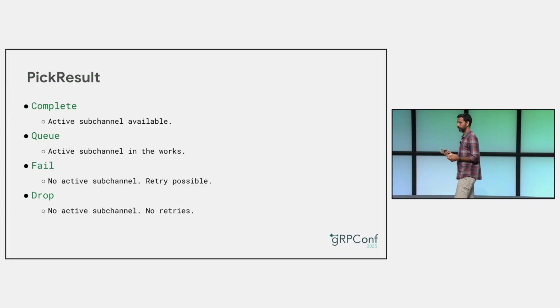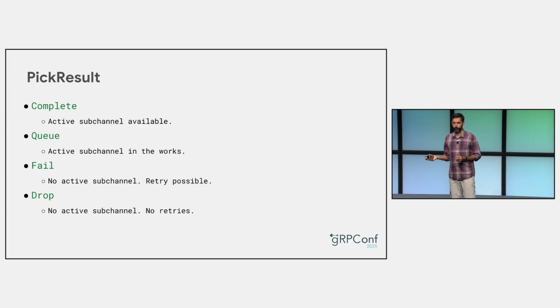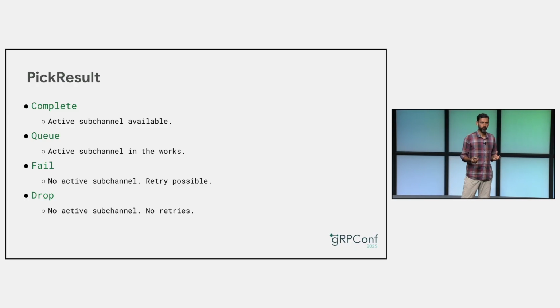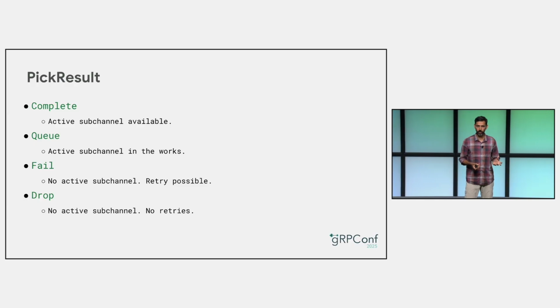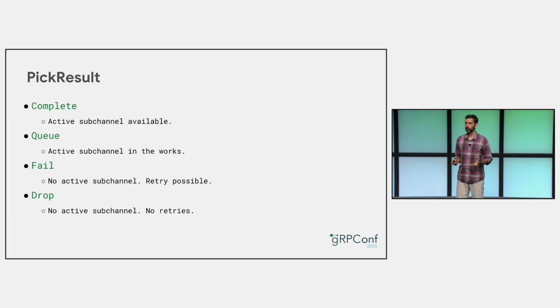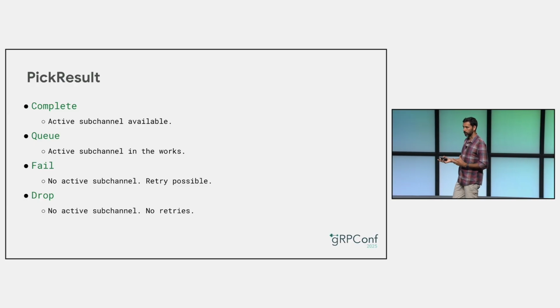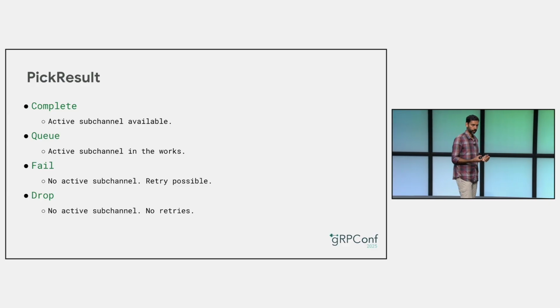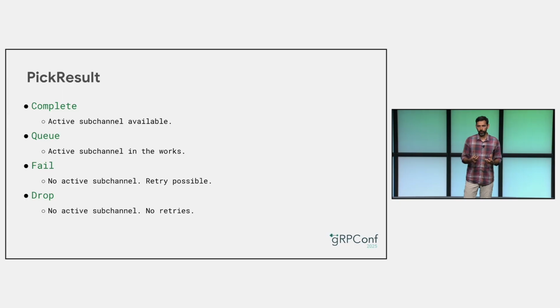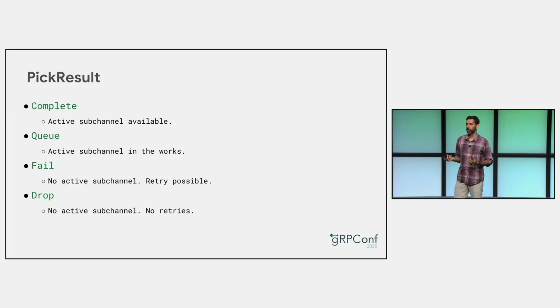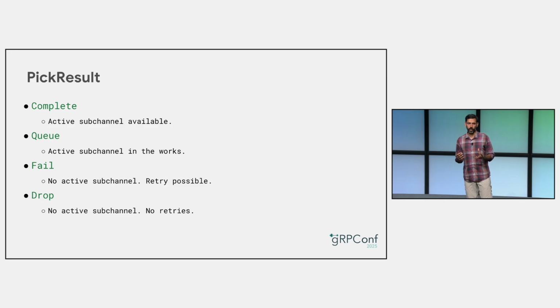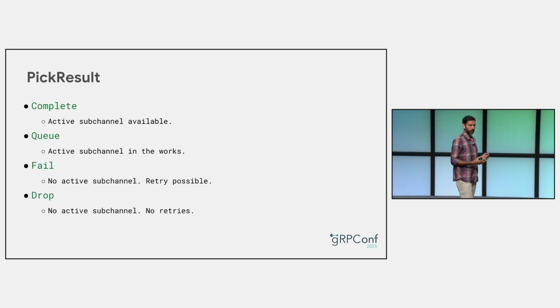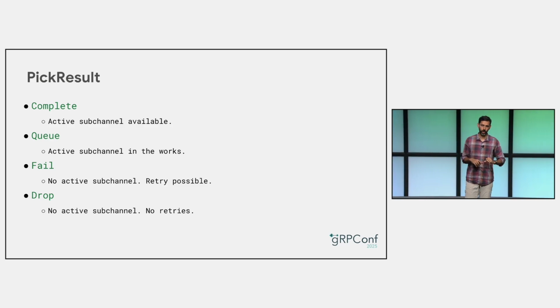The third one, fail, is used when the picker doesn't have an active subchannel, but it has already exhausted all the backend addresses and it doesn't have a working subchannel. So in this case, the RPC fails, except if it was made with a wait for ready call option, in which case the RPC will be queued and retried when a new picker is generated. Also note that additional attempts might be made by the retry code, which is separate from this whole discussion.